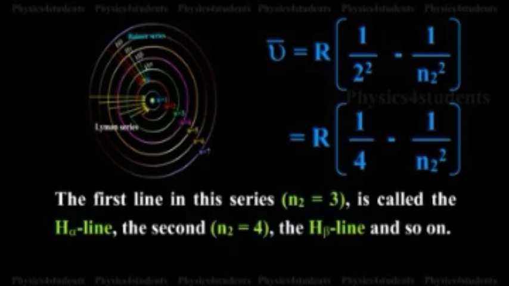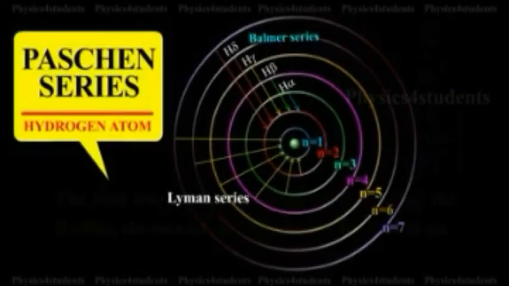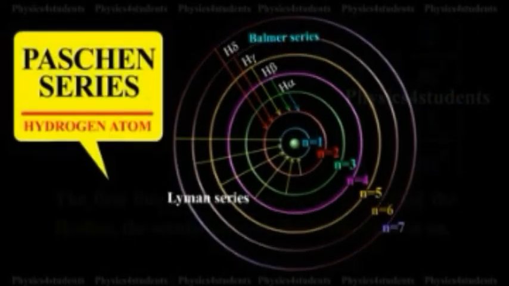The first line in this series, n2 is equal to 3, is called the H alpha line. The second, n2 is equal to 4, is the H beta line, and so on.